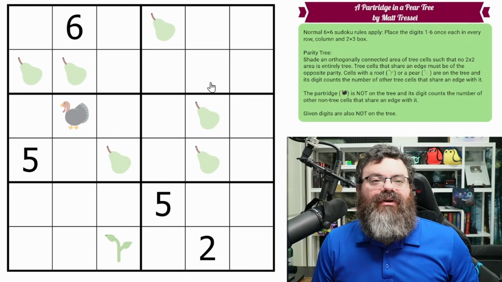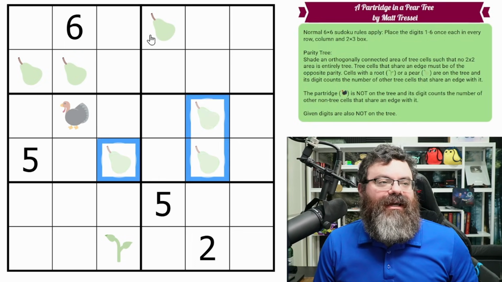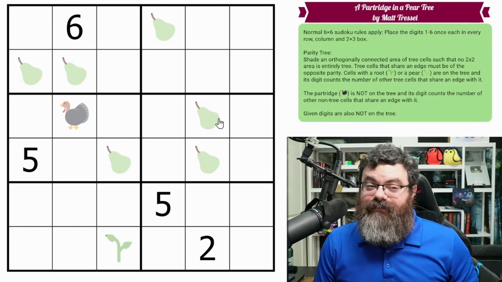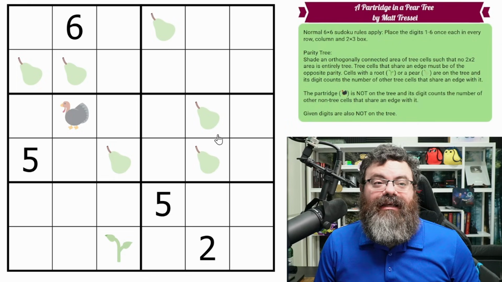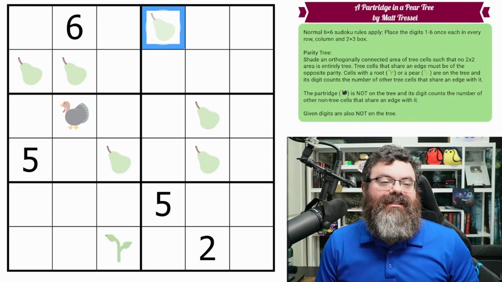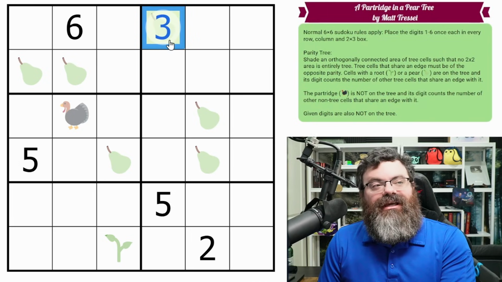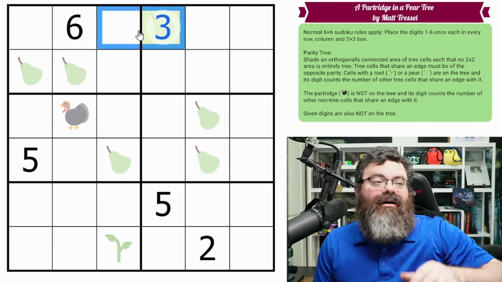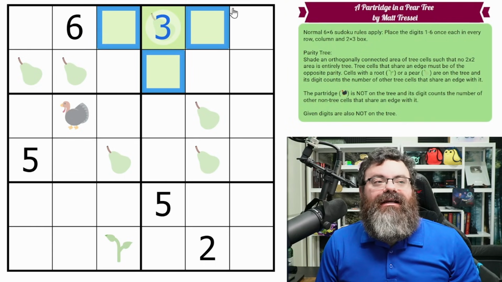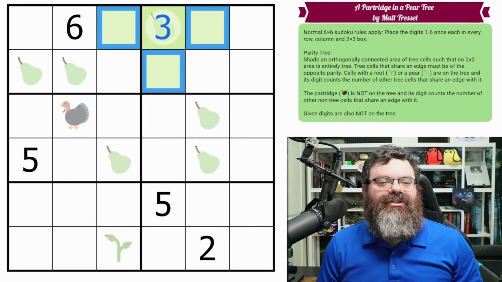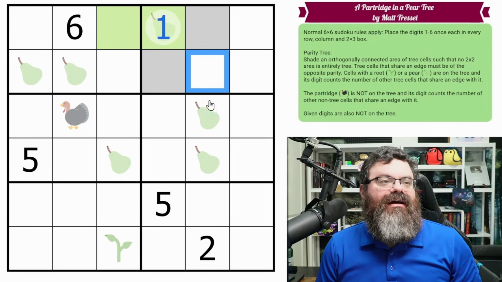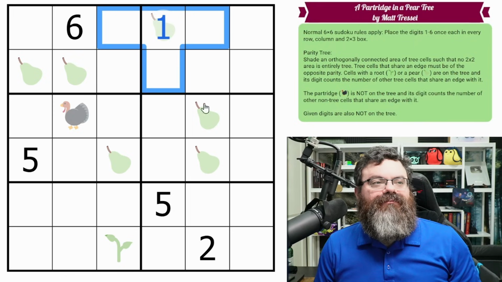Cells with a root or a pair, so we have a root and we have our pairs, are on the tree. So they are all tree cells automatically. And its digit counts the number of other tree cells that share an edge with it. So if this were a 3, then all 3 of these that share an edge with it have to also be tree. But if this were, say, a 1, then maybe only one of them would be tree and the other 2 would not be. All right.